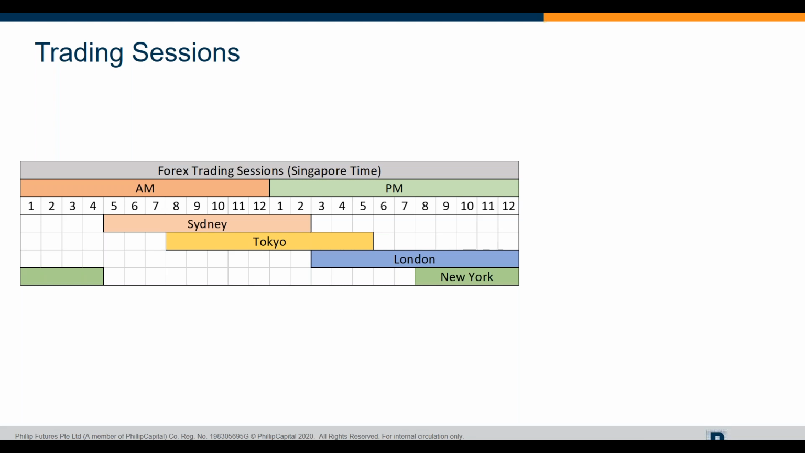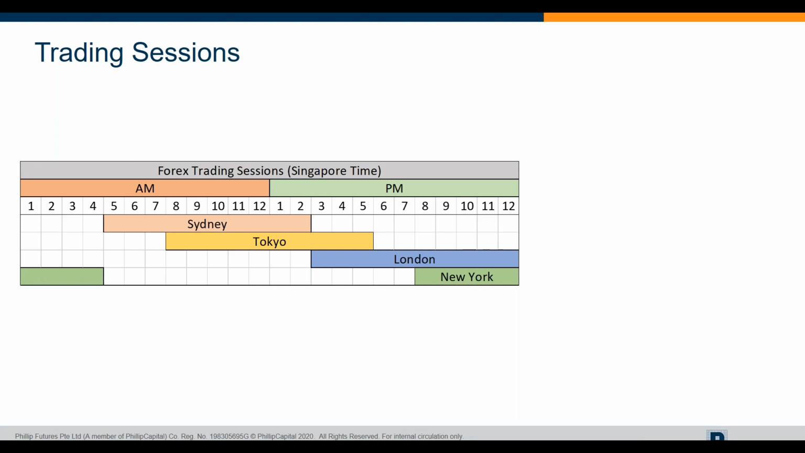So Sydney starts at 5 a.m. in the morning, followed by Tokyo, 8 a.m., London, 3 p.m., and New York, 8 p.m. So you see New York goes all the way from 8 p.m. to 5 a.m. in the morning. So when that's done, the Sydney session will kick in again. So like this, we are able to run on a 24-hour basis.